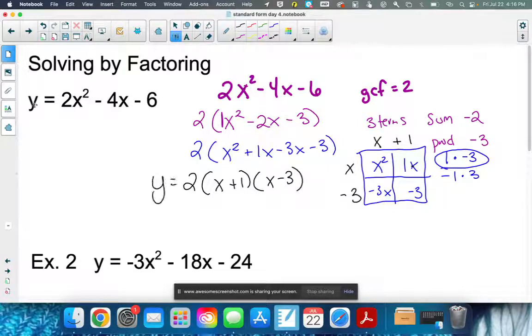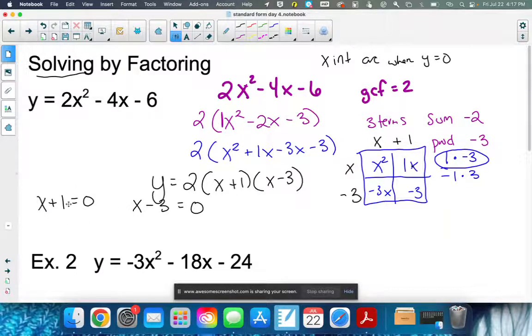Here's where we get to the solving part. Remember, x-intercepts are where y equals 0. So I have to make y equal 0, but I have to do it separately. So I'm going to say that x plus 1 could equal a y of 0, or x minus 3 could be a y of 0.